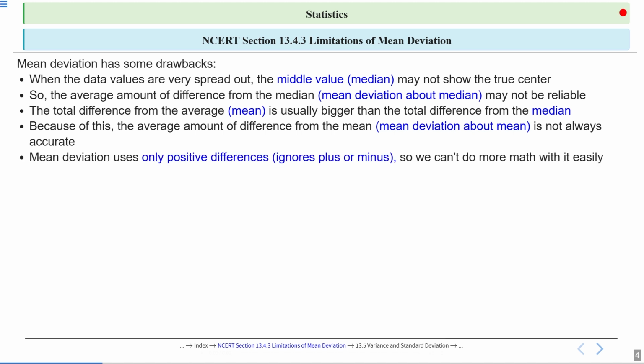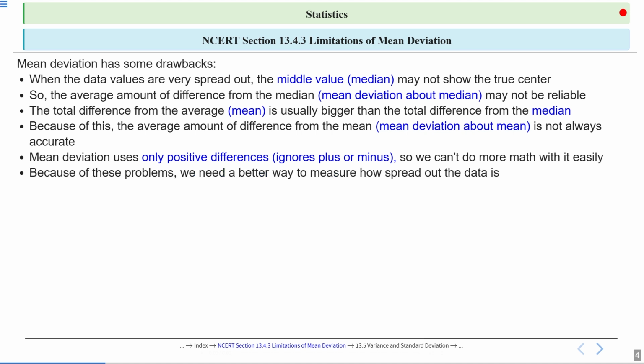Another drawback is that mean deviation only uses positive differences. That means it ignores whether the differences are above or below the center value. For example, if we have values 2, 4, 6 and the mean is 4, the differences are -2, 0 and 2, but mean deviation just uses 2, 0 and 2. Because of this, we cannot do more advanced math with the mean deviation easily, like we can with other measures.